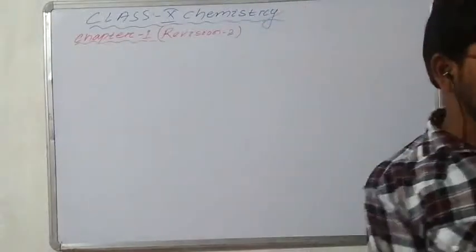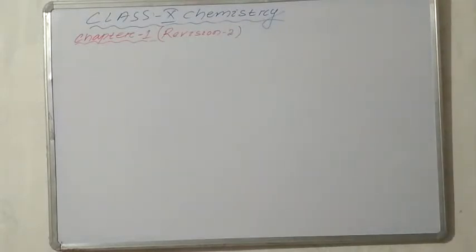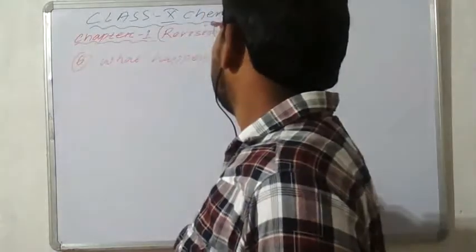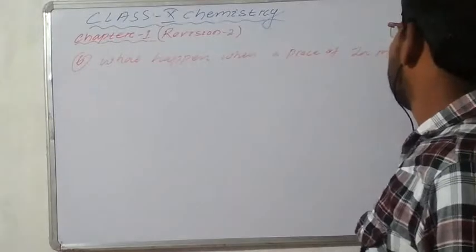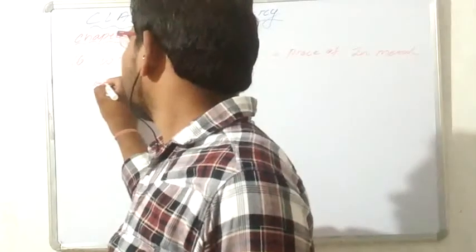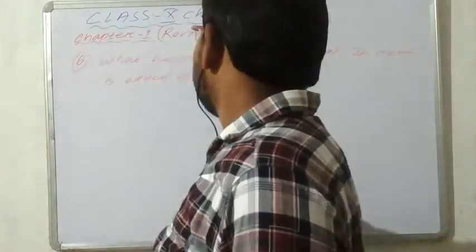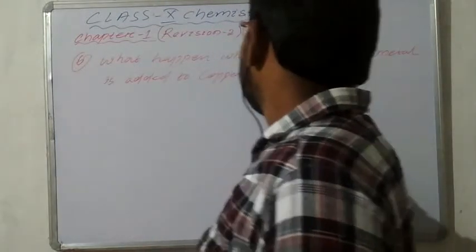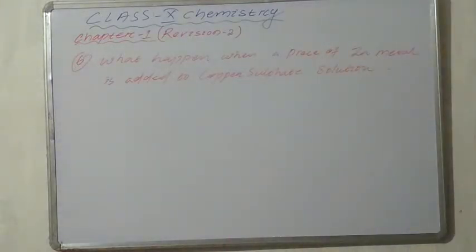So the next question, question number 6, is: what happens when a piece of zinc metal is added to copper sulfate solution? What happens when a piece of zinc metal is added to copper sulfate solution?